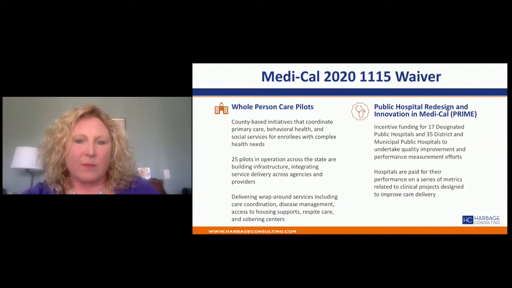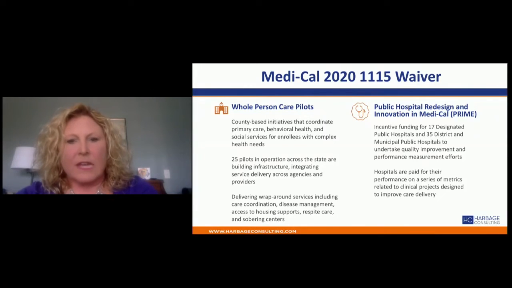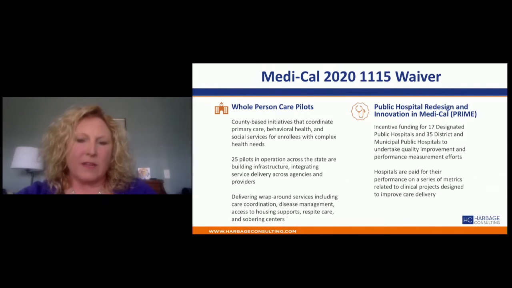So I think one of the most innovative things really happening nationally is the Whole Person Care pilots. These are county-based initiatives that are providing funding to coordinate behavioral health, primary care, social services, housing, food supports, all different things operating at the county level. And it's really a collaboration between health and social services agencies in a way that's not been done in many other places. There are currently 25 pilots in operation.